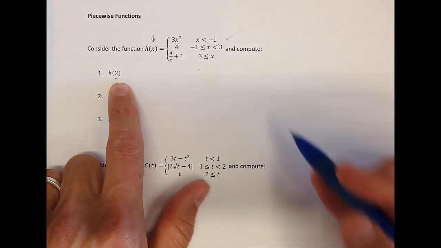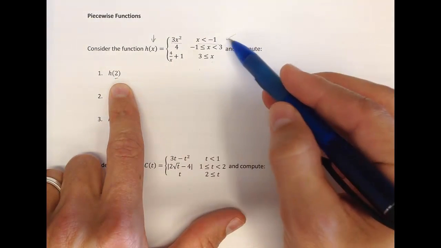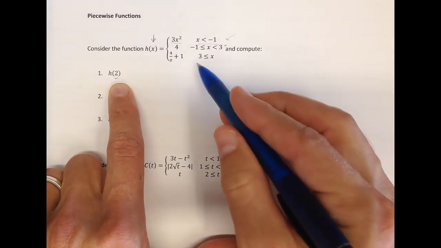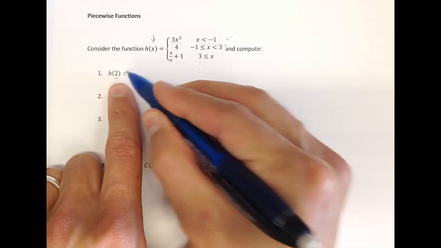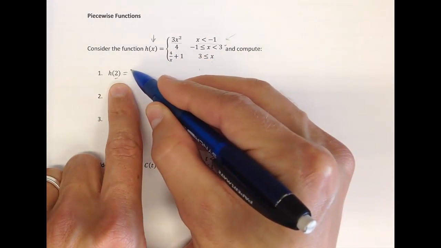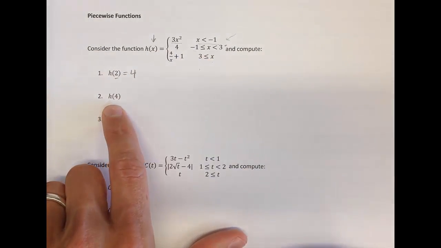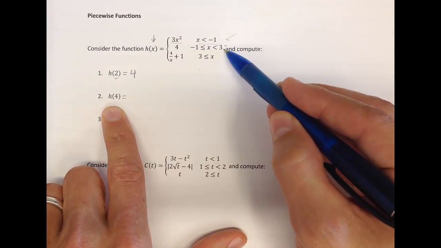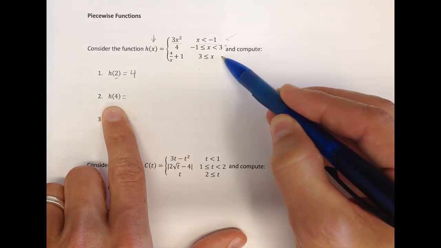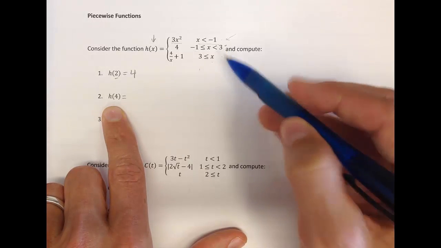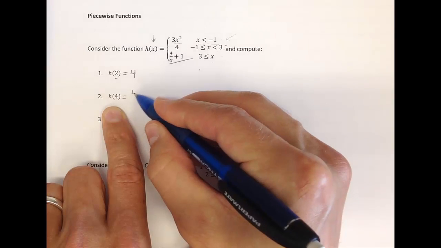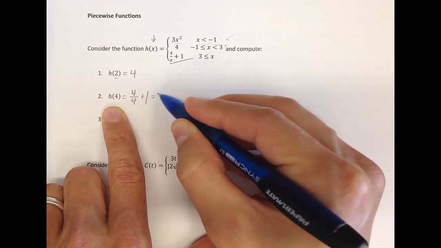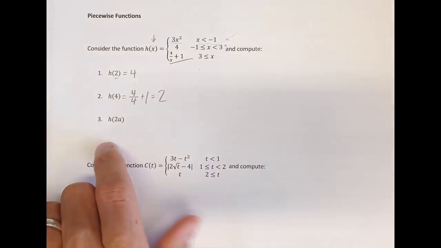H of 2, well, you go right to left here. H of 2 doesn't fit in that category, it fits in this category. So I'll follow this rule, H of 2 is 4. Here H of 4, well, it isn't less than -1, it's not in that interval. Here it is bigger than 3, so I'll use this equation. That means it's 4 over 4 plus 1, which is 1 plus 1, which is 2.